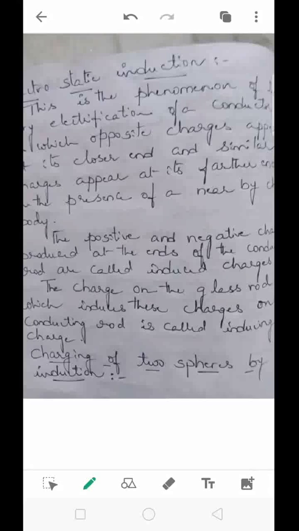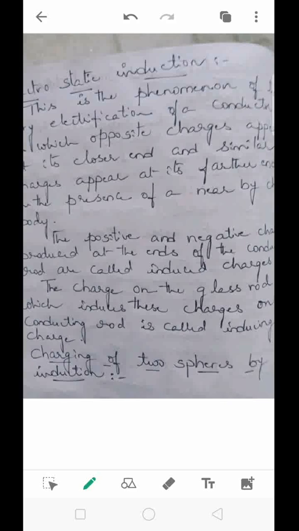Now, the next concept is electrostatic induction. What is the process of induction? How can we induce charges in a conducting rod? What are the different methods? In the previous examples, we have learnt how a glass rod was charged, and similarly a plastic rod was charged by rubbing or through friction. Now let us see another method of charging a conducting rod or a conductor.